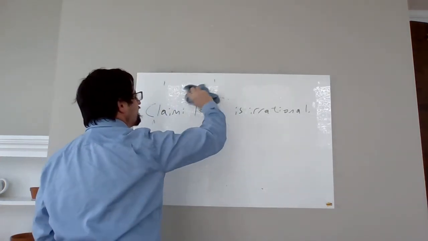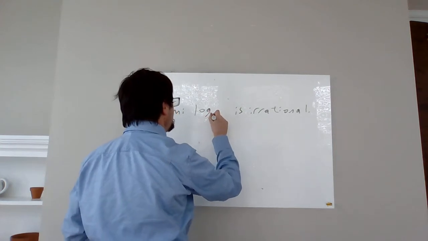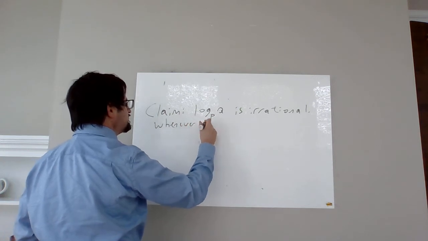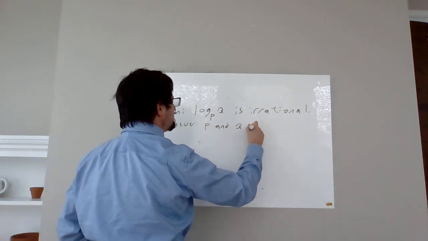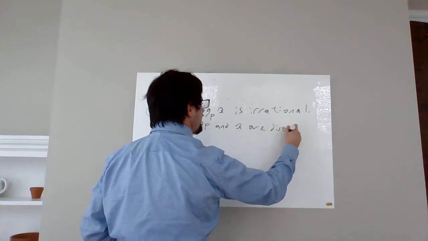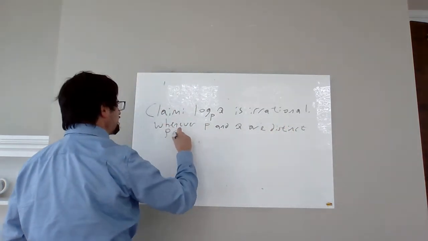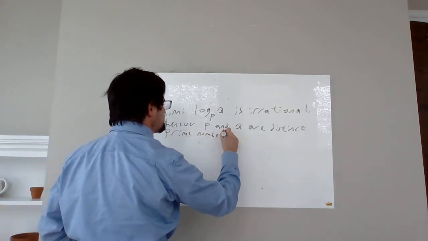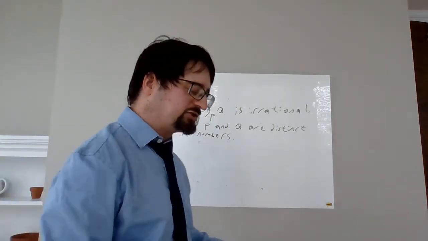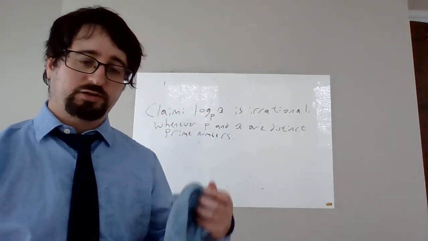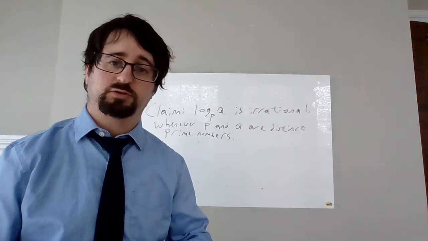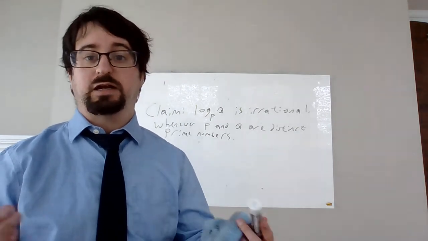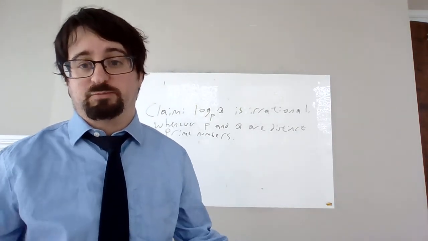Claim: log base p of q is irrational whenever p and q are distinct prime numbers. Okay. So remember, a prime is a number that's just divisible by 1 and itself and is greater than 1, right? Primes are examples like 2, 3, 5, 7, but 9, for example, is not prime, it's 3 times 3.